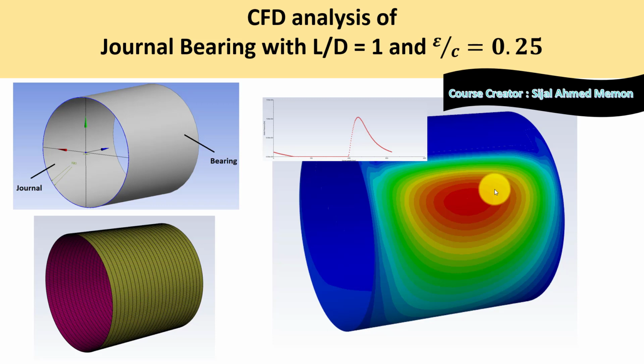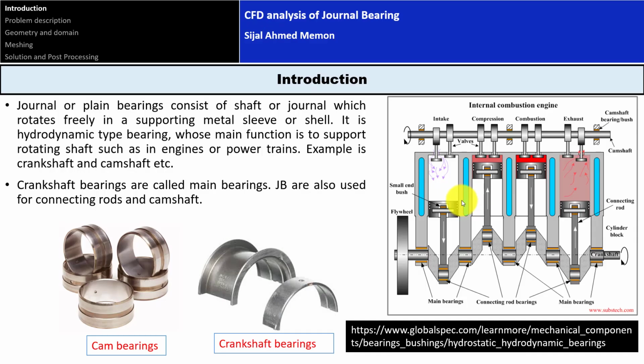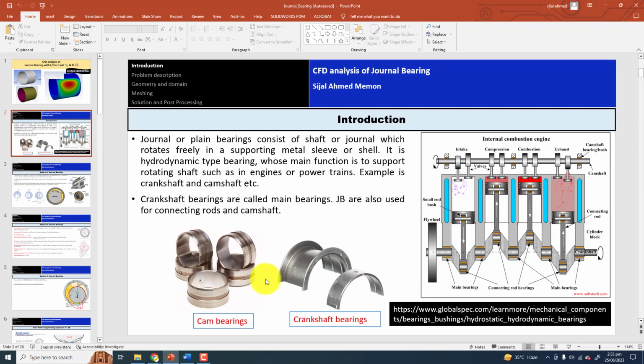In this course, we are going to solve a problem on general bearing with L by D equal to 1 and a clearance ratio of 0.25. In this slide, you can see the bearing geometry, bearing meshing, and also some results. But before that, let me give you some idea about the bearings.